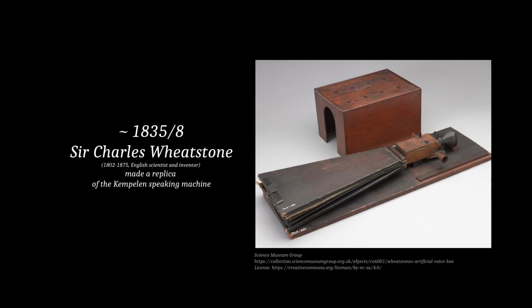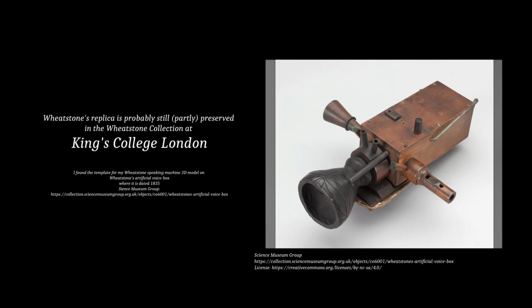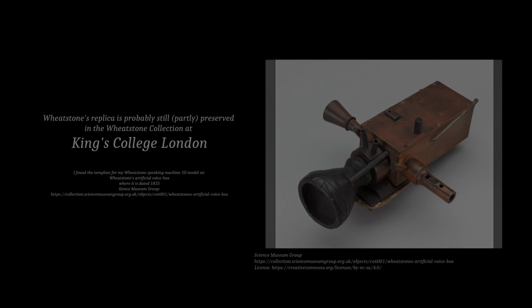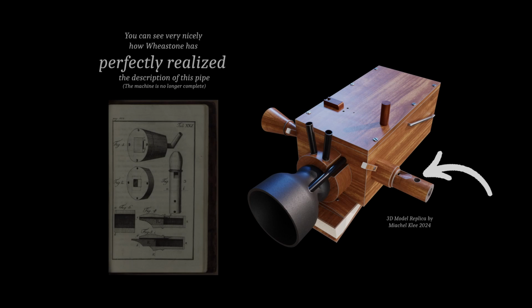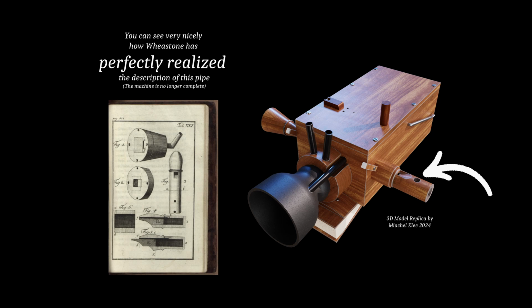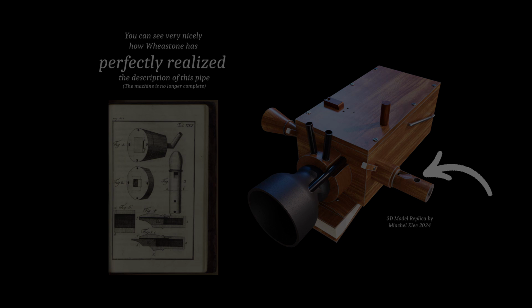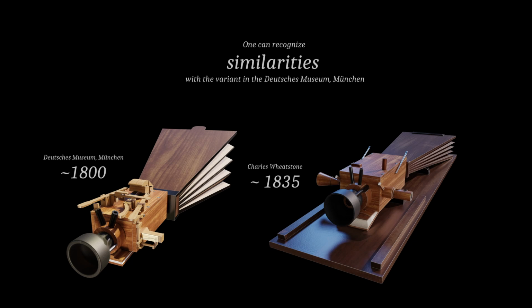In 1835, Sir Charles Wheatstone made a replica of the Kempelen speaking machine. Wheatstone's replica is probably still preserved in the Wheatstone collection at King's College London. You can see very nicely how Wheatstone has perfectly realized the description of this pipe. One can recognize similarities with the variant in the Deutsches Museum, München.